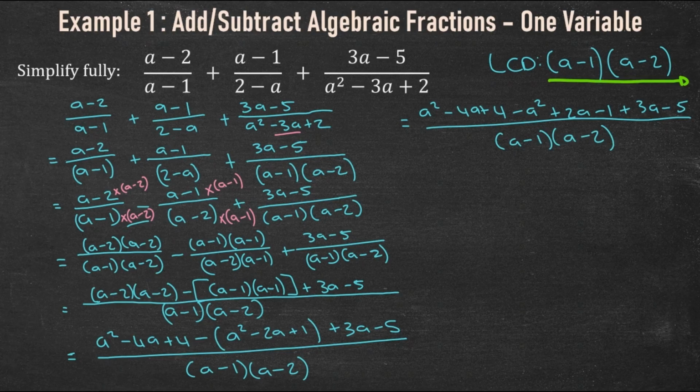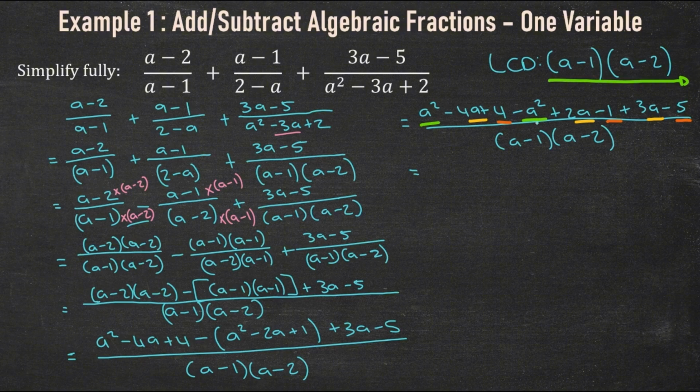What do we do now? Yes, we find all our like terms and then we combine them. So when I look at this numerator, here we have an a squared and an a squared. We have an a here, a, and we also look at the numbers. It's 4, the 1, and the 5. Now that we've sorted all the like terms, let's combine them.